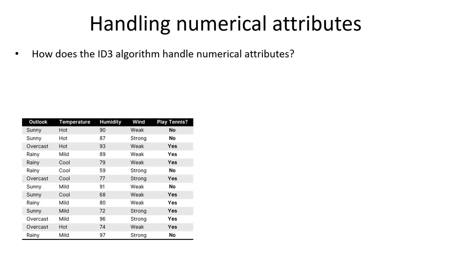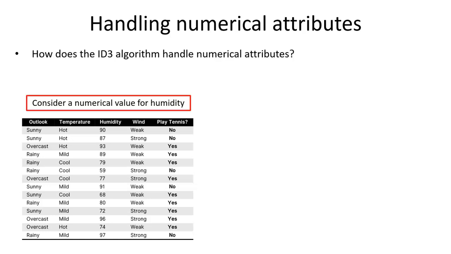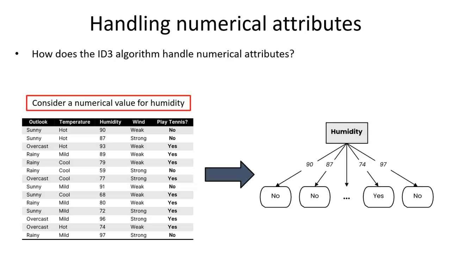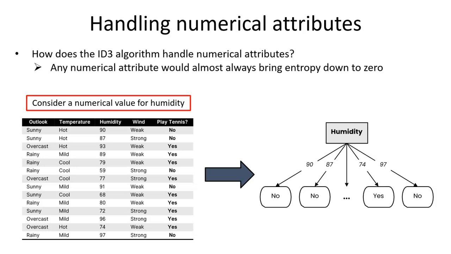Now, handling numerical attributes. Numerical attributes are not easily handled. So what are the numerical attributes here? Let's see. Humidity is a numerical one. The others are categorical: outlook is categorical, temperature is categorical, wind is categorical, and the label, which is play or no, is also categorical.